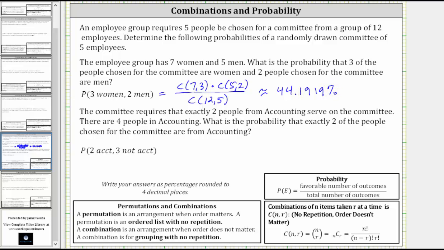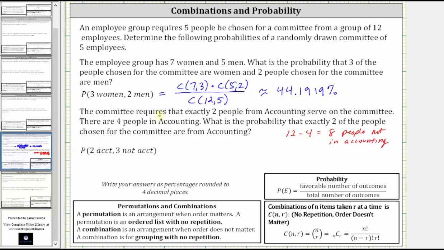And now for the second question, the committee requires that exactly 2 people from accounting serve on the committee. There are 4 people in accounting. What is the probability that exactly 2 of the people chosen for the committee are from accounting? We need to be careful here. If we have exactly 2 people from accounting and we're forming groups of 5, that means we would also have to have 3 people that are not in accounting, which are represented using the notation shown here below. Also, if there's 12 employees, 4 of which were in accounting, there are 8 people not in accounting.